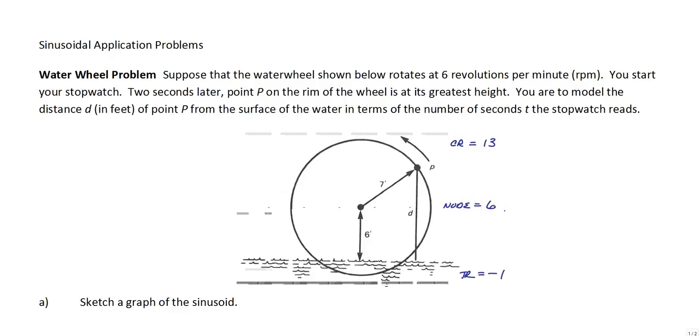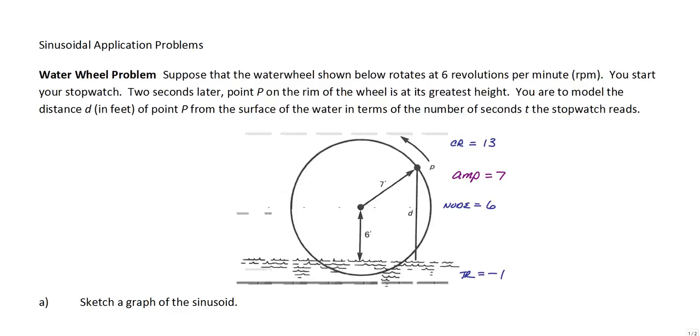Now, that information right there is going to help us write our equation. Also, you have to keep in mind that the radius in this situation is our amplitude, and that's going to be 7.